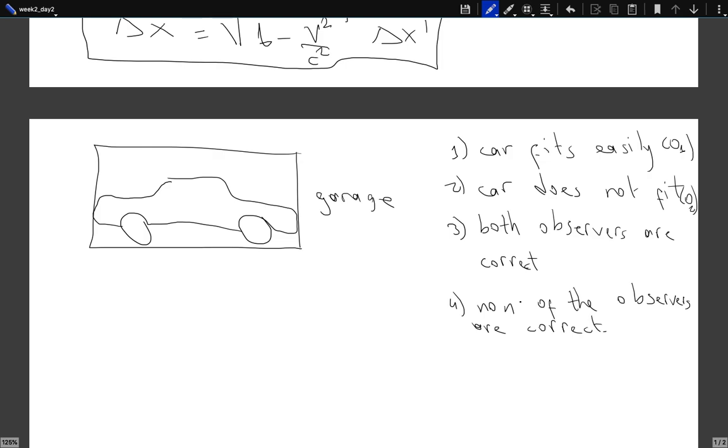Yes, depending on which observer you look at, they might not be at the same time. The concept of simultaneity changes from reference frame to reference frame.